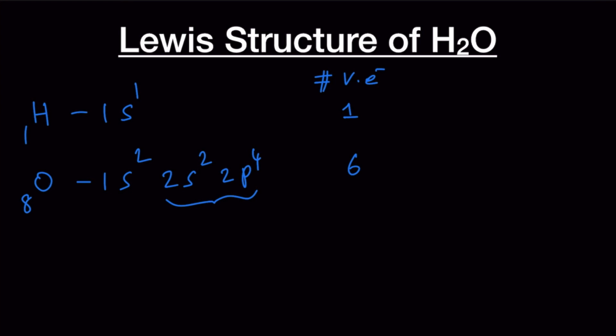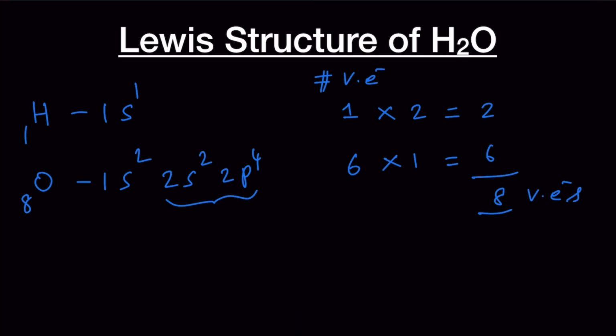But we have 2 hydrogen atoms in water. Therefore, this should be multiplied by 2. We have only one oxygen atom. So, this means that 2 plus 6, we have 8 valence electrons in water.